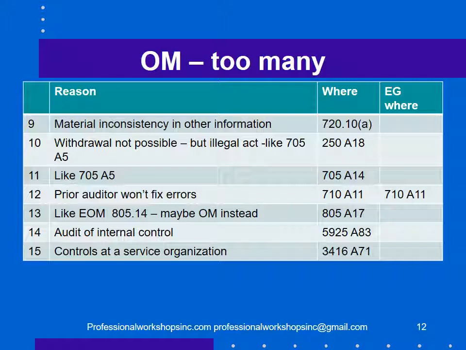Material inconsistency and other information. This would be unusual, but there's an annual report being issued or some kind of thing like that, and we have read it and there are inconsistencies between that and what we know from doing the audit, and the client won't fix it. We might put that in an other matter paragraph. Again, withdrawal not possible. That's like the EOM paragraph we talked about. Prior auditor won't fix errors. And then finally 2 Canadian specific ones. So 15 different other matter paragraphs.